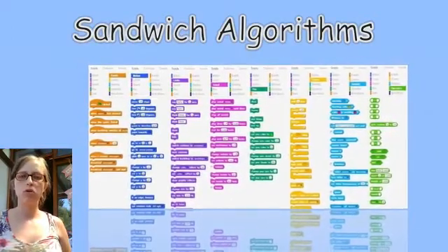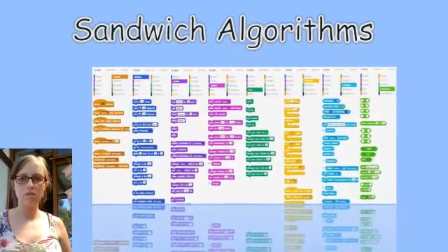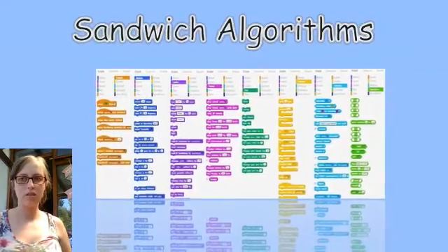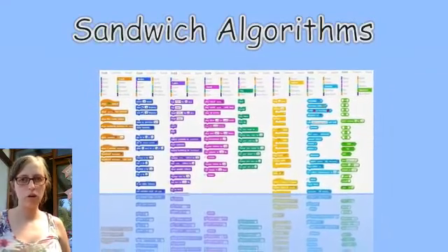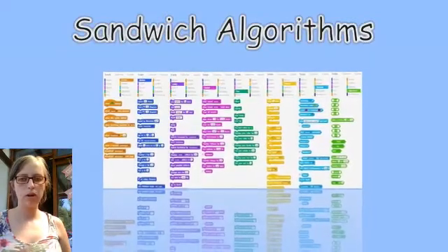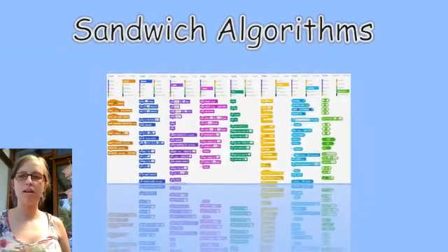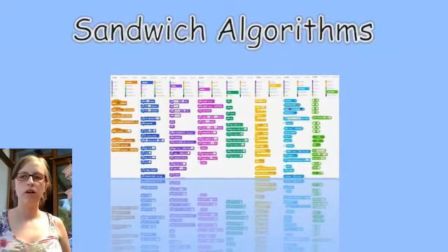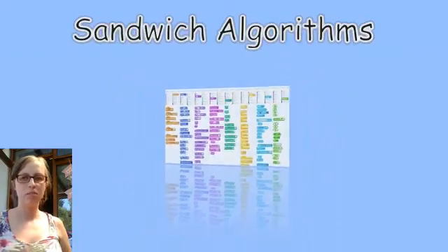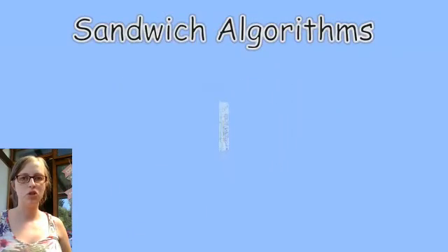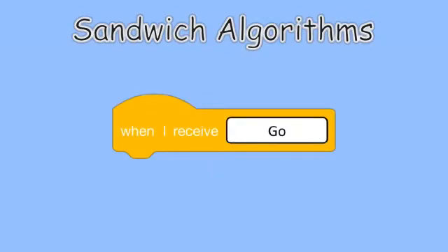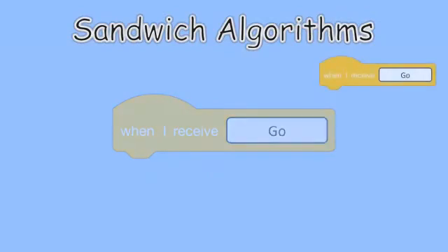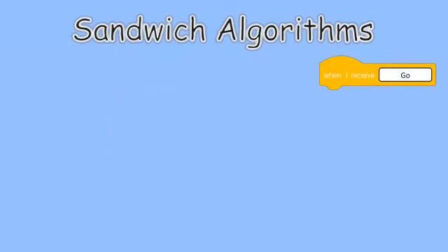What blocks could we use to make these sandwiches? The emotion? The look? What do you think it would be? So most of them would be motions. What is the first starting block that we should use? Let's see if you got it right. Brilliant. We always start with the yellow-orange events block. So the block we're starting with is when I receive go.